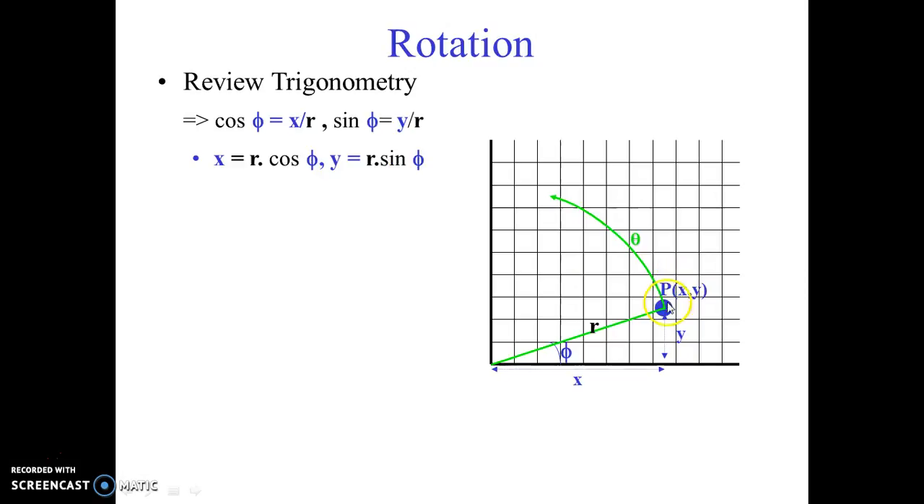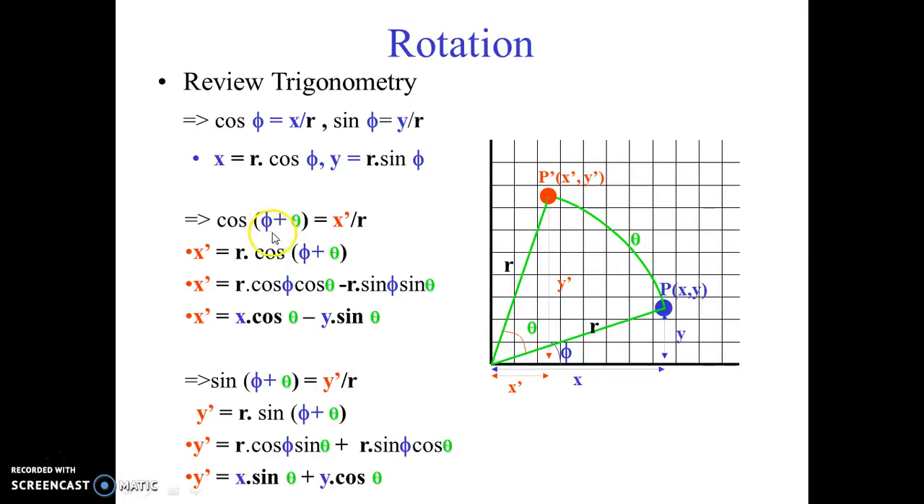Now we wish to move this position P by an angle of theta to a new location P dash, given by x dash comma y dash. So here, if you see, this is theta and this is phi.